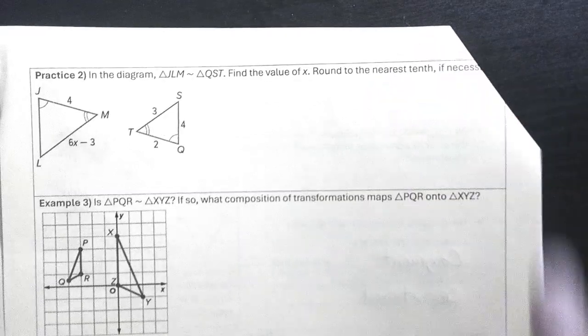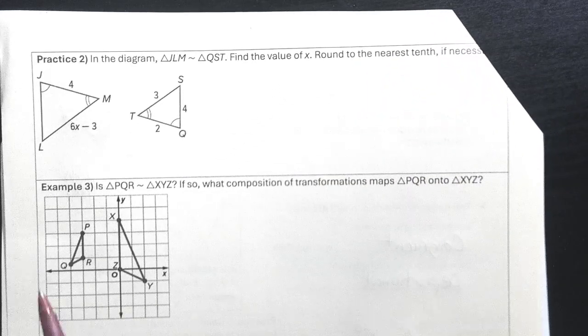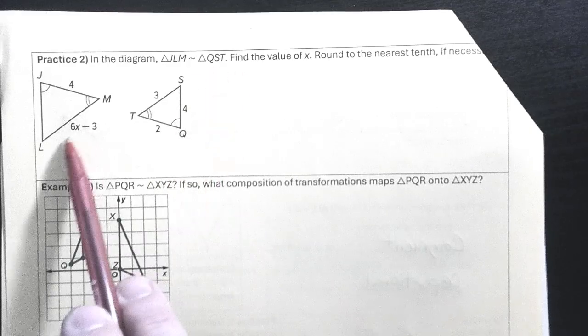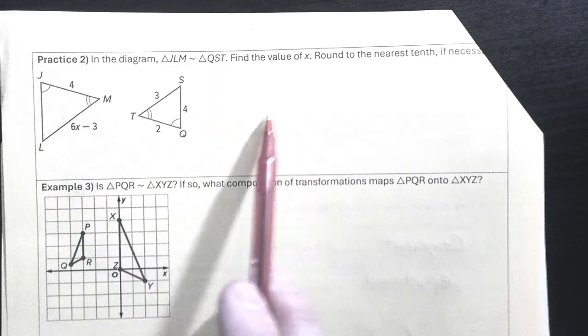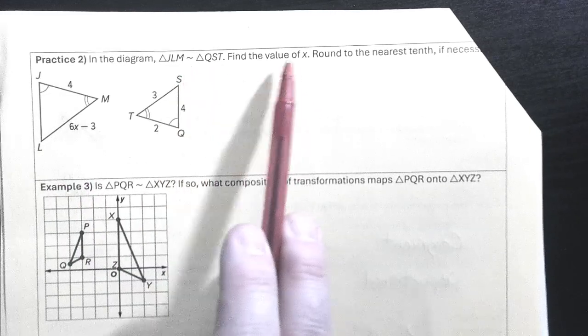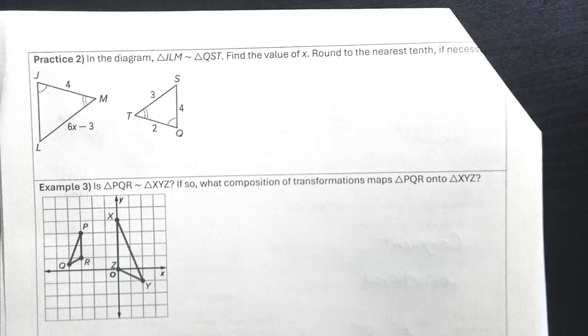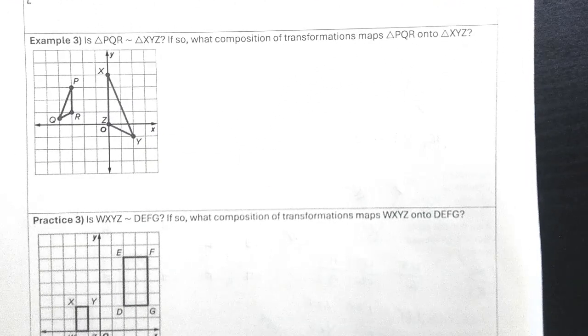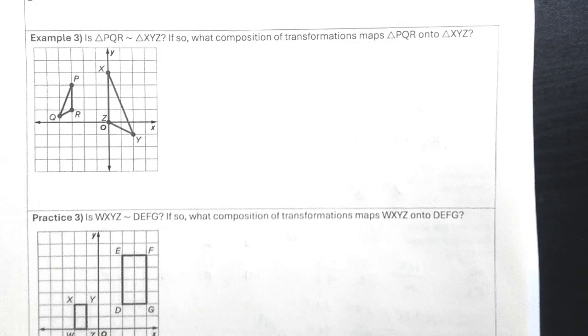Practice 2. So right here, you're going to do the same thing. So JLM, QST. We're going to match them up and cross multiply because they're telling us it's similar, so we can find X. So that's for you guys. Example 3 I'm going to do, and then example 4 you guys are going to do. And I'm sorry, practice 3, and then example 4 is at the bottom.